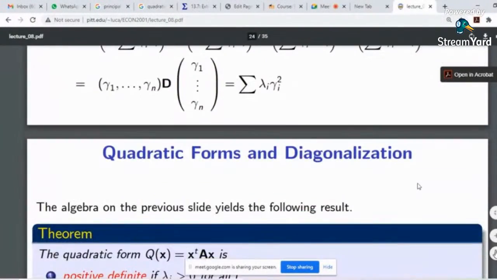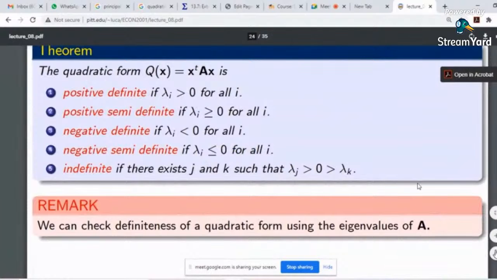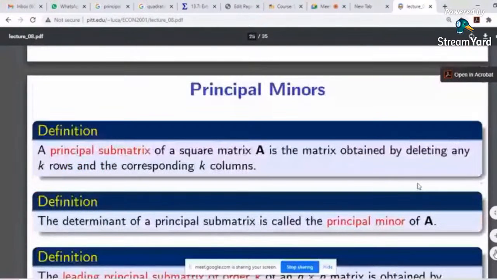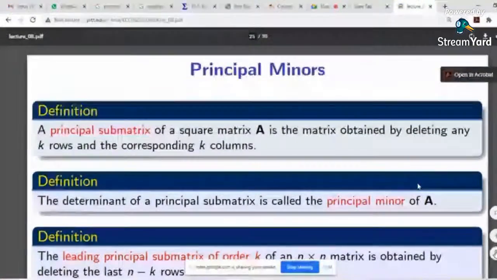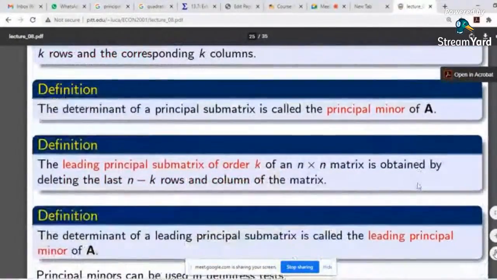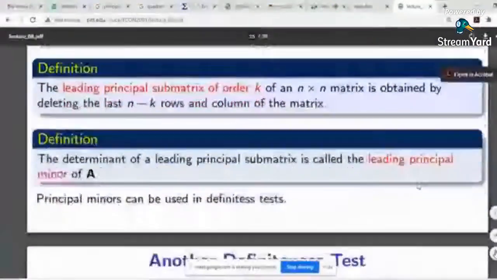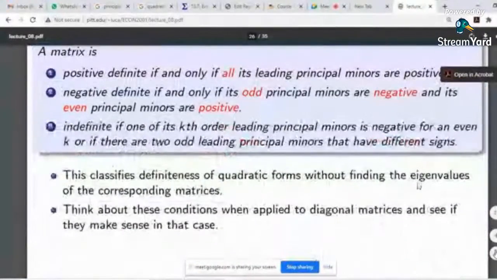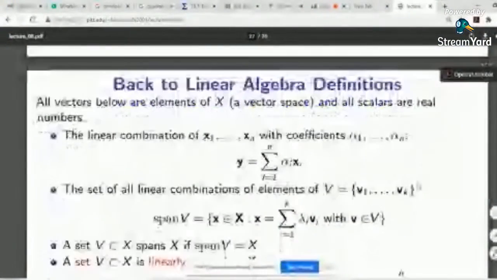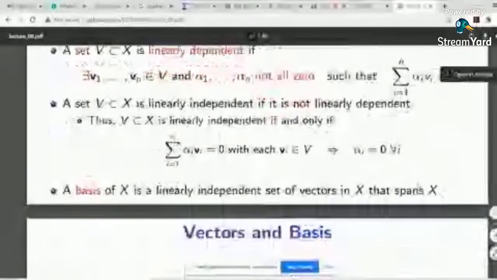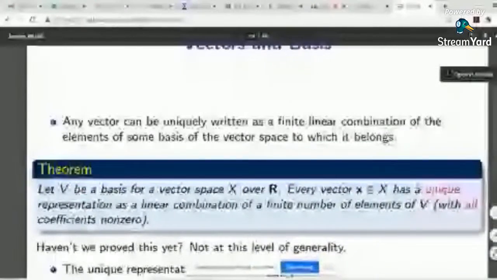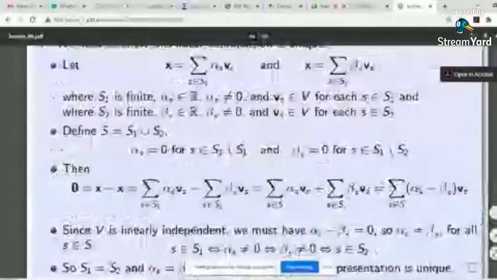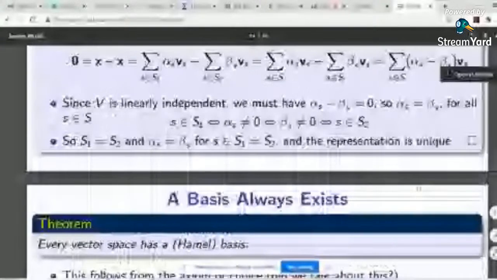These are some other theorems we will see later. This is a principal minor. They have given only definitions, formal definitions. This is an example.